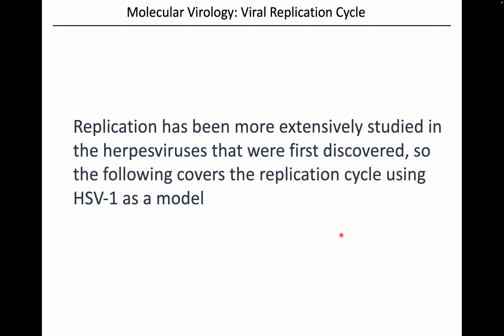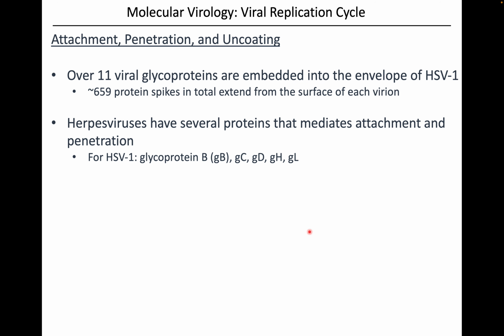Now, luckily we're not going to go through the replication cycle for all these different herpes viruses. Some of them just haven't been all that well studied. The ones that were first identified, herpes simplex 1 and 2, have been the best studied. So we're going to look at an overview that's based off of herpes simplex 1, or human herpes virus 1, as the model here.